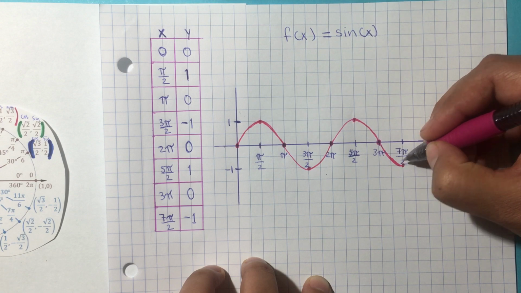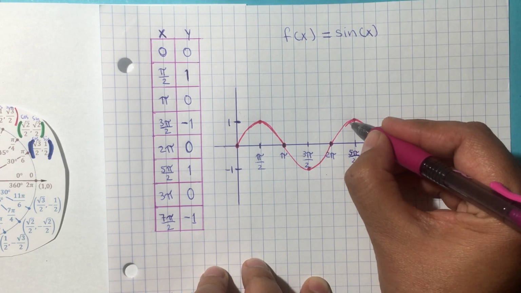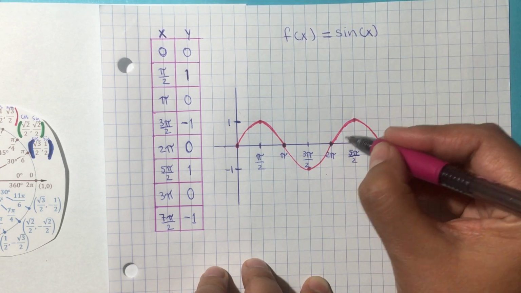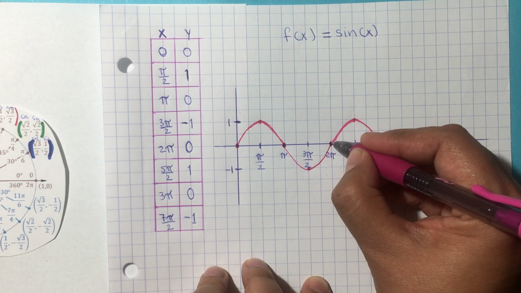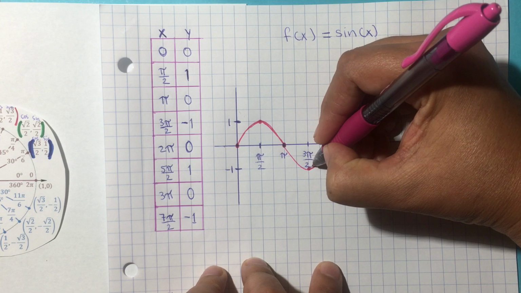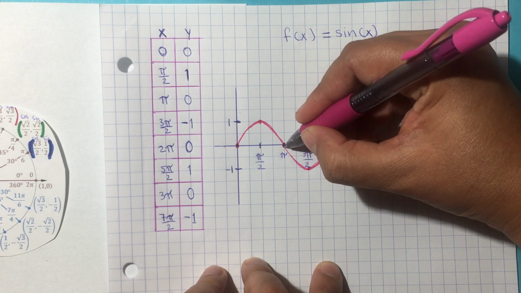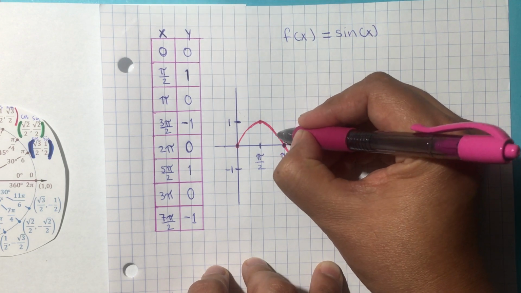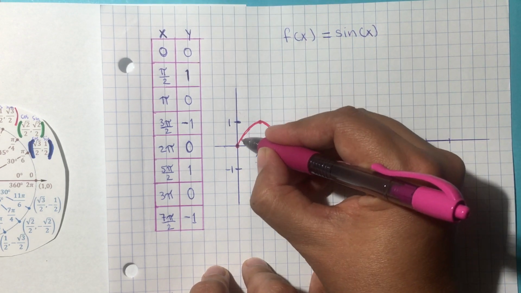There you have it, more or less. Not perfect, but that's your f of x equals sine. So this is the sine function being graphed, okay? And again, you do need to have your unit circle to make your lives easier.